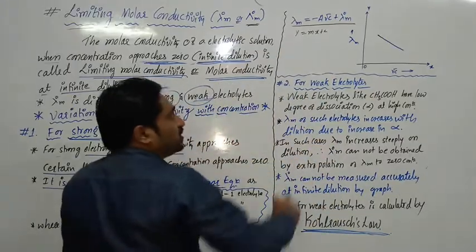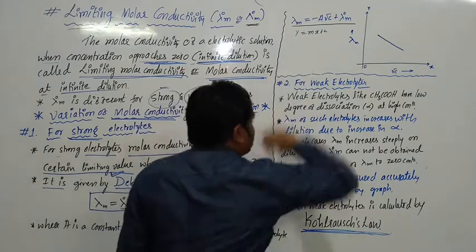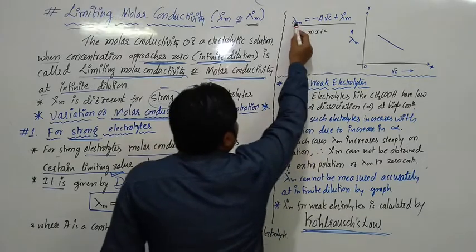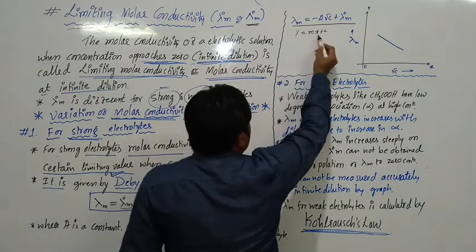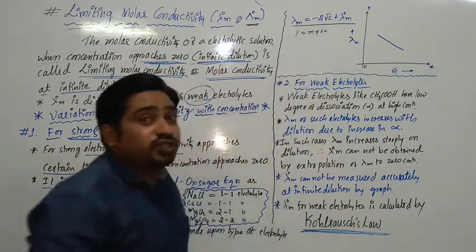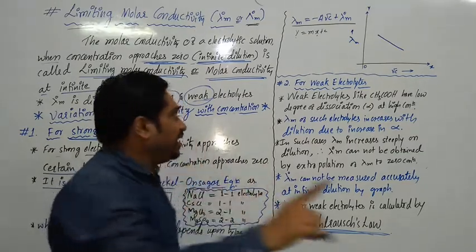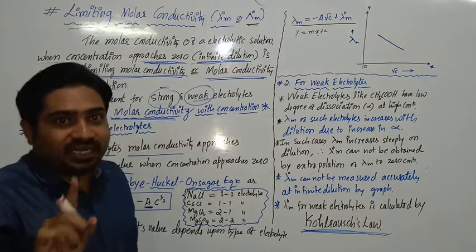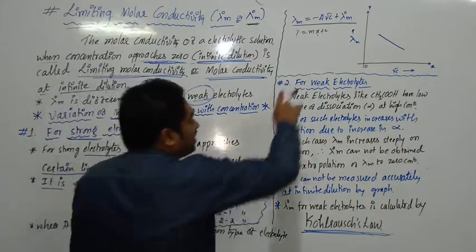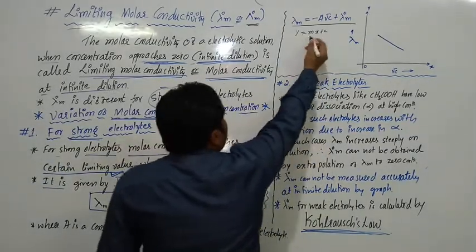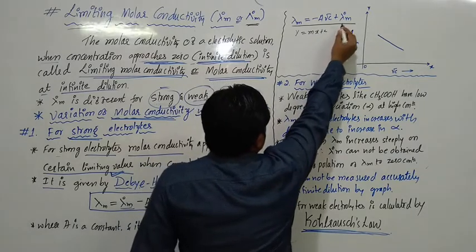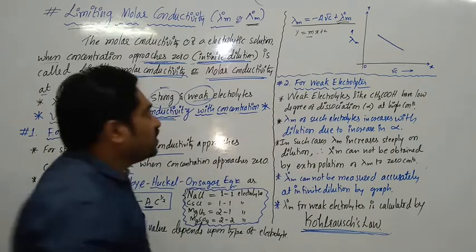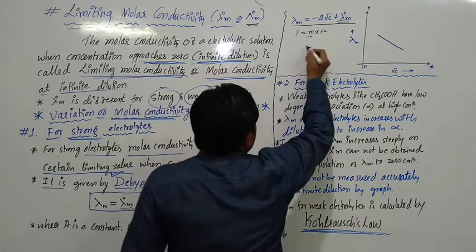If I plot a graph of y versus x, with lambda m along the y axis and root c along the x axis, what am I going to get? I should get a straight line because this is the equation of a straight line, with intercept c equal to lambda naught m. And what is m? M is the slope. The slope will be minus a.